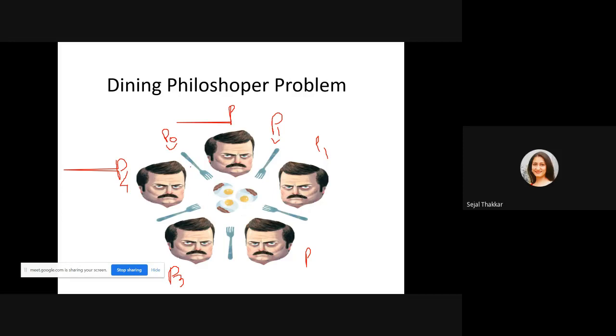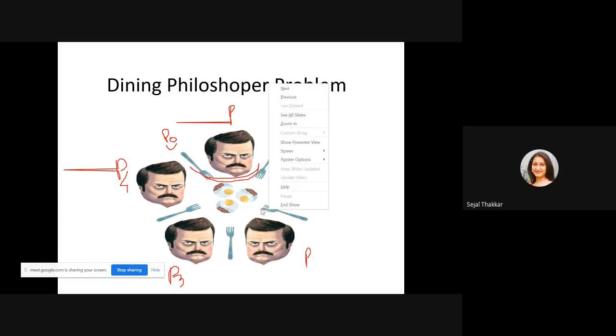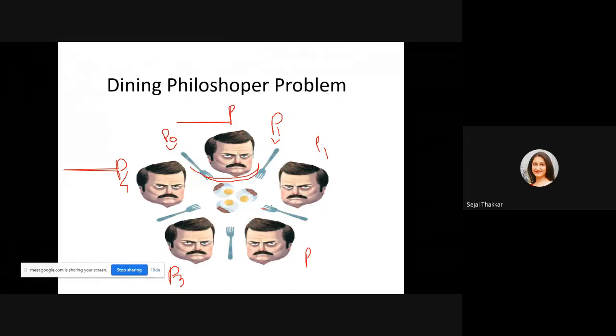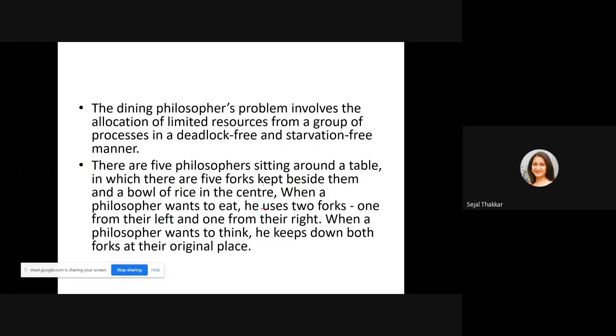For eating anything, one philosopher requires 2 forks at a time, right? You can see the number of forks is small. At one time, not more than 2 philosophers can eat together because of the limited number of forks, and at a time you need to pick 2 forks. So the dining philosopher problem involves the allocation of limited resources to a group of processes in a deadlock-free and starvation-free manner. There are 5 philosophers sitting around a table with 5 forks kept beside them and a bowl of rice in the center.